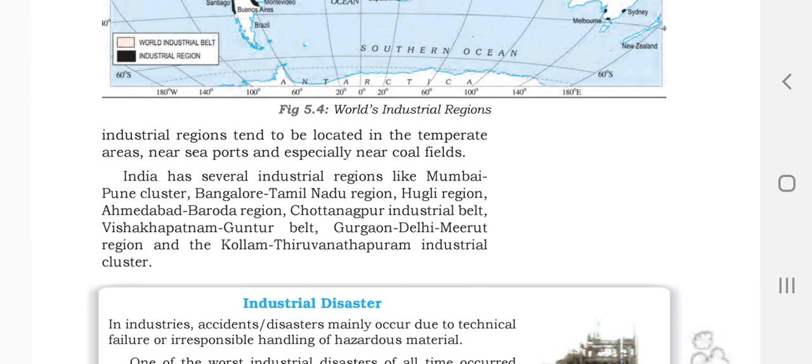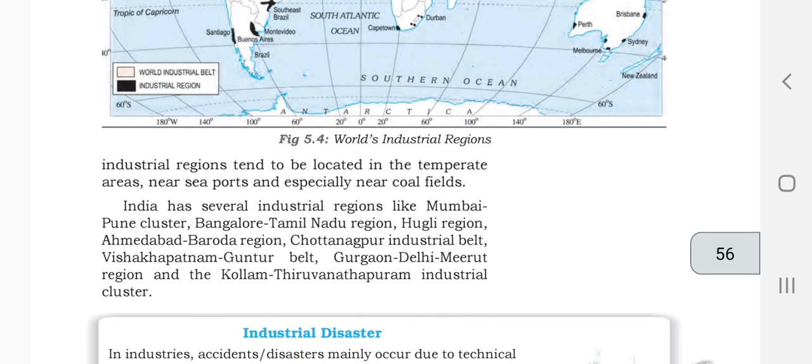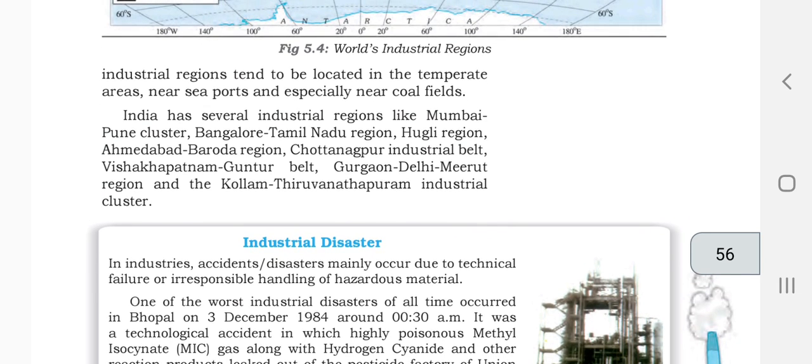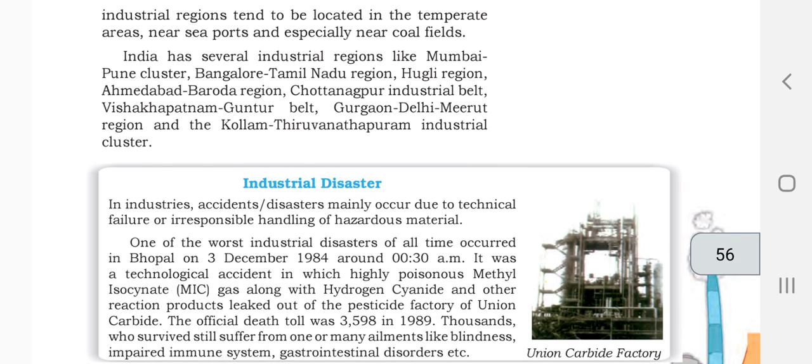Industrial regions tend to be located in temperate areas near seaports, and especially near coal fields. Why do these companies locate near the sea and coal fields? Because they need these materials, and the cost of transportation is a little lower. India has several industrial regions like Mumbai, Pune, Bangalore, Tamil Nadu, Hooghly, and many more. Here we see the industrial clusters in India.